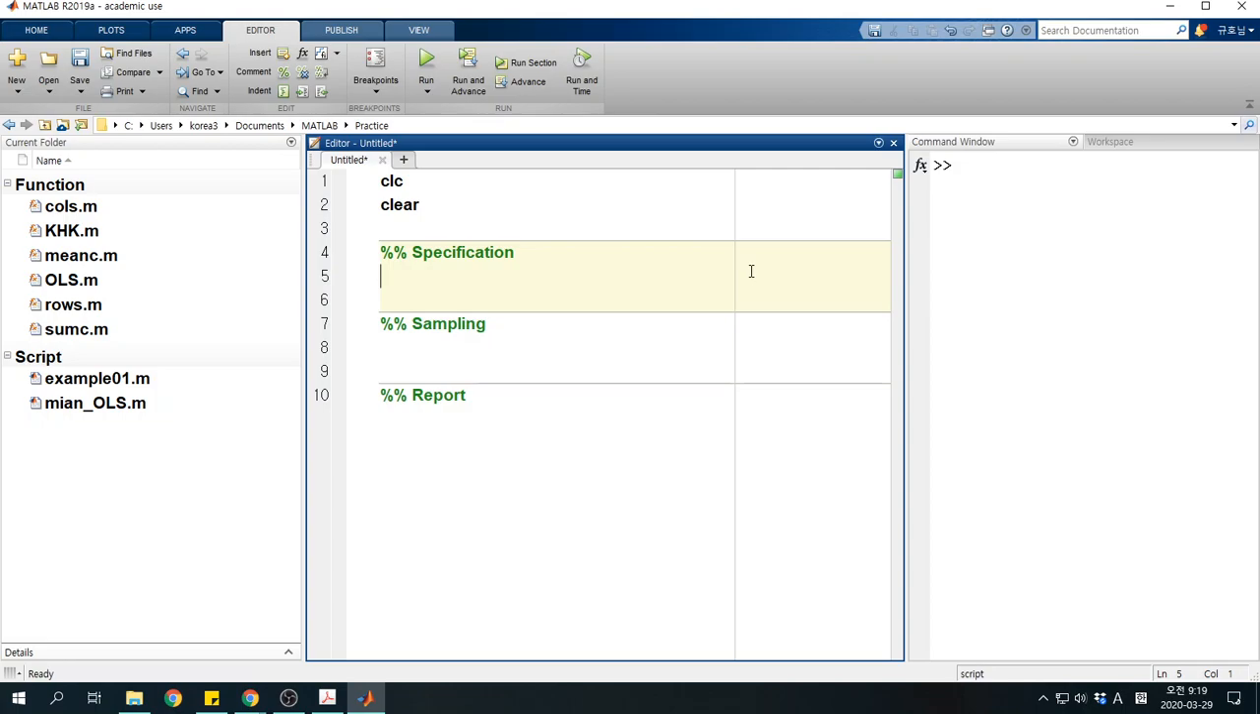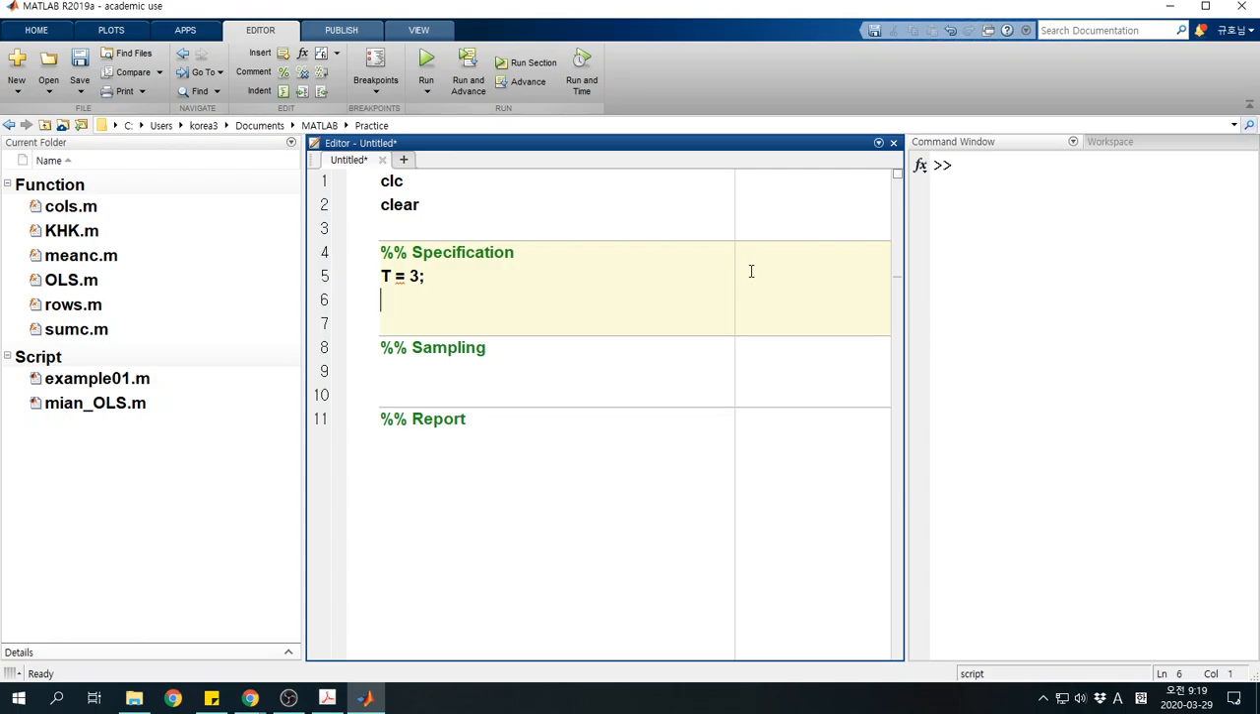So then we need to specify what? How many samples? Say for now 3. And how many simulations? Again, it's 10,000. Say simulation size. This is sample size.